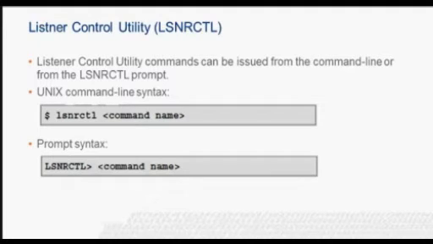We can also issue listener control utility commands at the listener control prompt. To obtain the prompt, enter lsnrctl with no arguments at the operating system command line. When we run lsnrctl, the program is started. We can then enter the necessary commands from the program prompt. The basic syntax of issuing a command from the listener prompt is simply the command name. For a majority of commands, the listener control utility establishes an Oracle Net connection with the listener that is used to transmit the command.